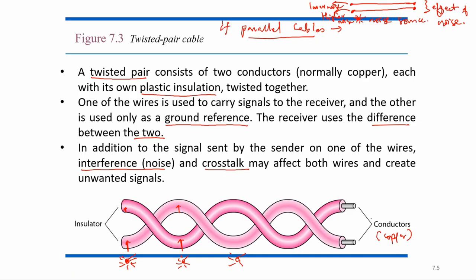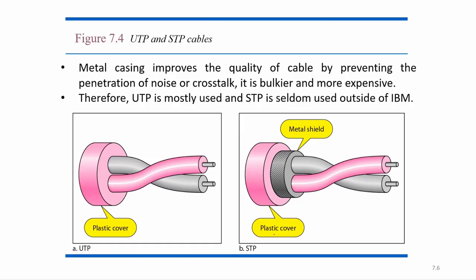So at the end of the wire, at the receiver side, both wires will have almost similar effect of noise. If similar effects of noise are there, then at the end we will do the difference. So the receiver will do the difference. If we have the similar noise effect and we take the difference, the noise is basically nullified. Because of this twisted pair, the effect of noise on both wires will be almost similar, and by doing the difference, the noise effect can be reduced. So that's why the twisted pair is used.